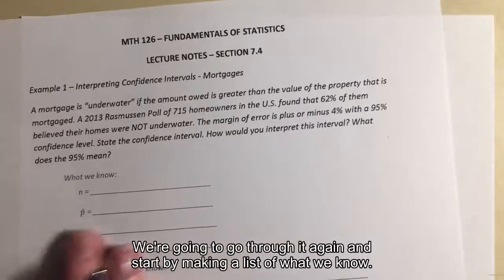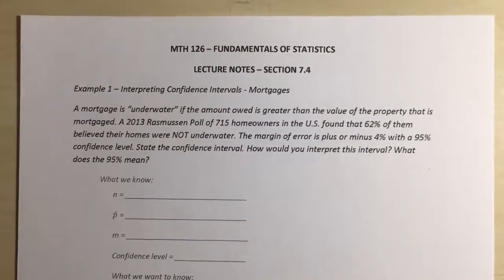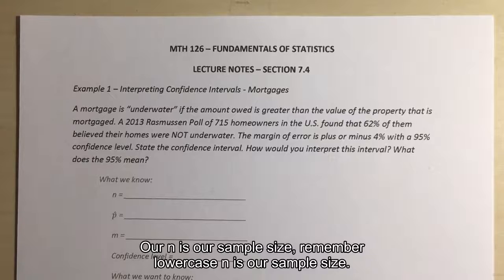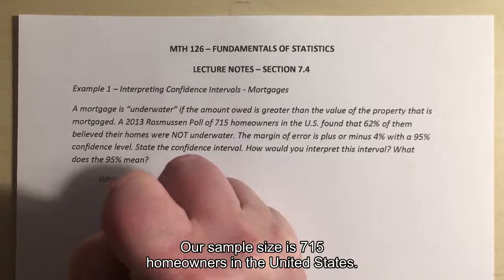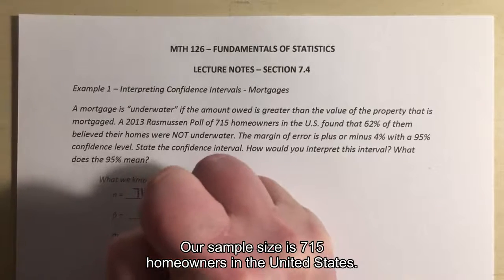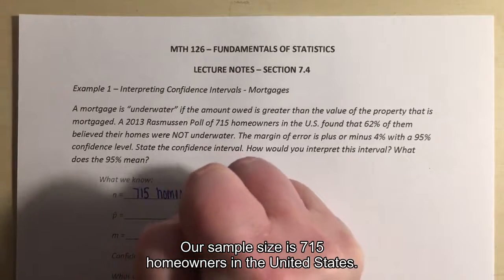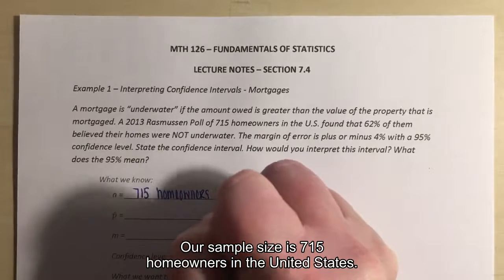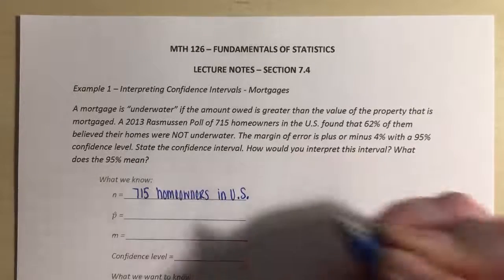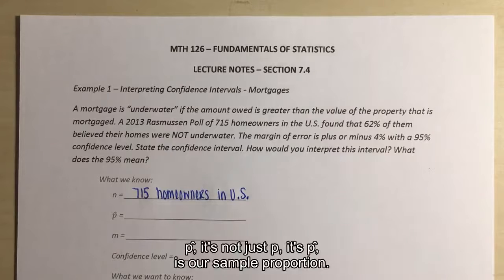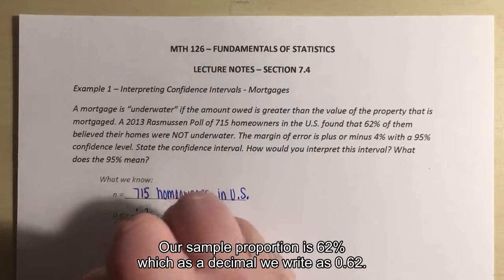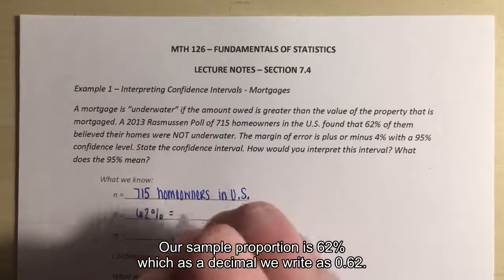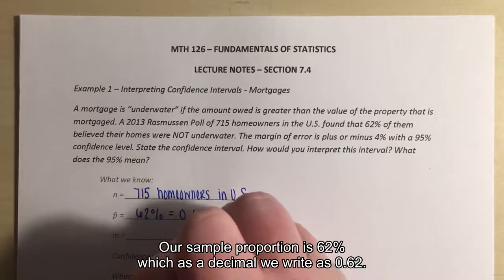All right, so we're going to go through again and start by making a list of what we know. Our n is our sample size. Remember, lowercase n is our sample size. So our sample size is 715 homeowners in the United States. P hat, so it's not just P, it's P hat, is our sample proportion. Our sample proportion is 62%, which as a decimal we write as 0.62.